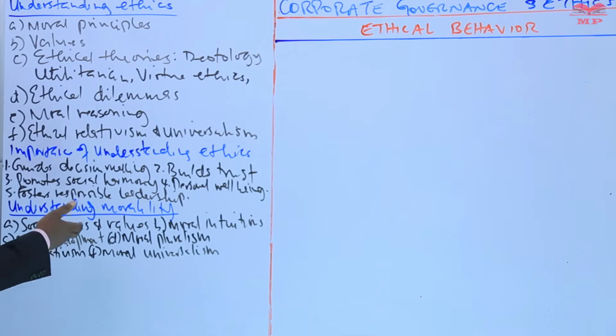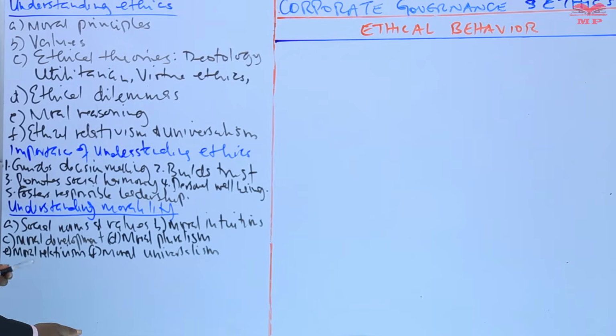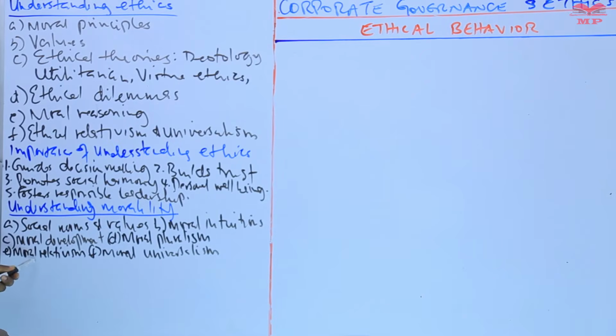So these are five key aspects that can help us understand morality. 1, social norms and values. 2, moral intuitions. 3, moral development. 4, moral pluralism. 5, moral relativism. And lastly, moral universalism.